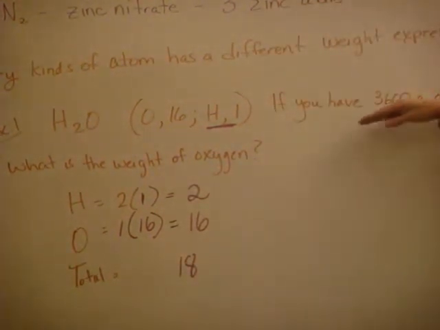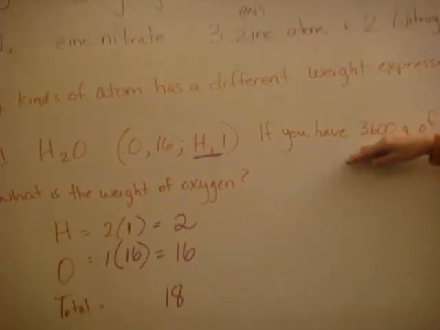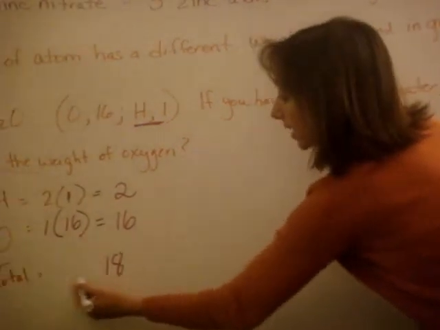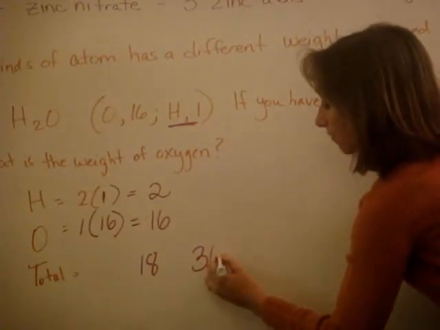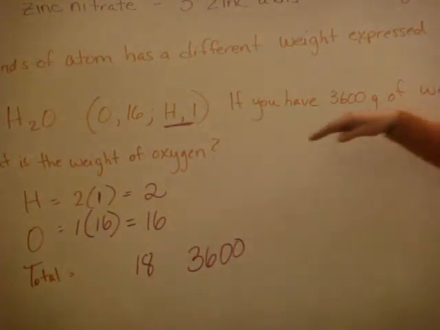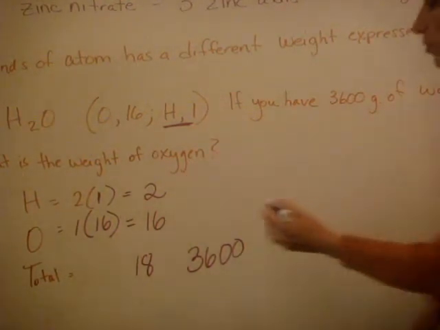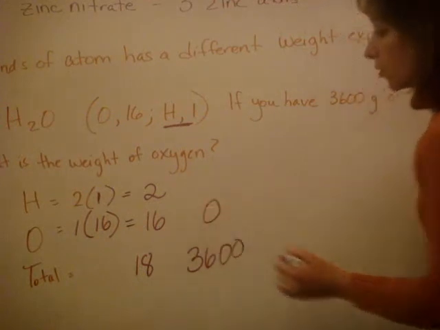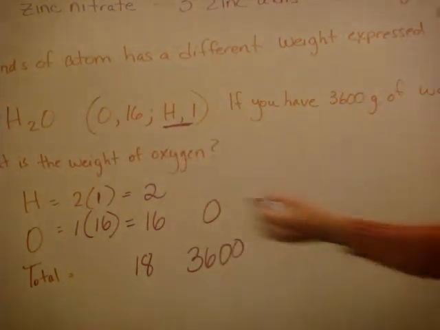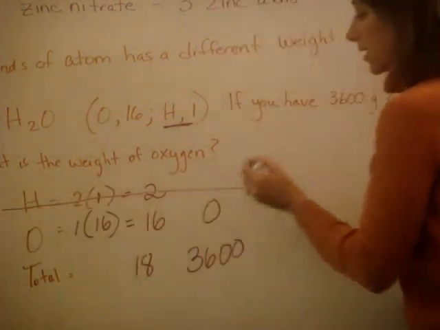But they want to know if there's 3,600 grams of water. So we put that under the total column. If there's 3,600 grams of water, how much would the oxygen have to weigh? We don't know what that is, so we'll call that O. We don't know how much oxygen. They're not asking for the hydrogen, so we don't really care about this. So I'm just going to cross that out.